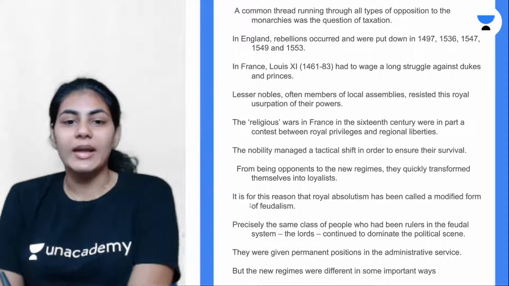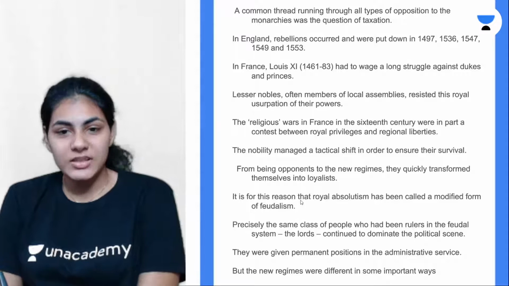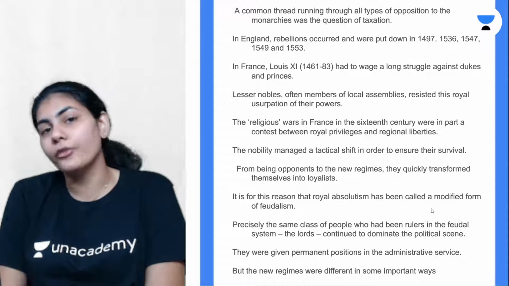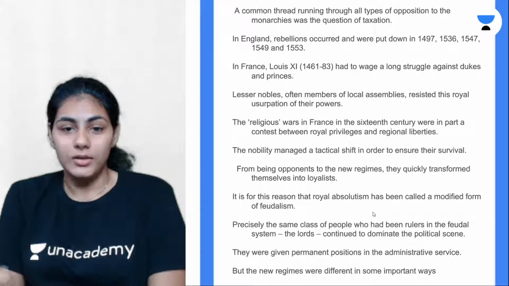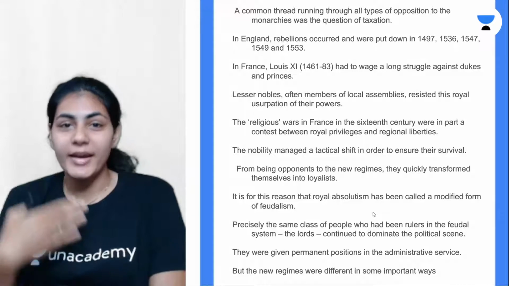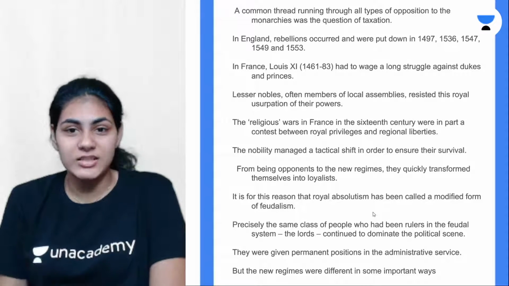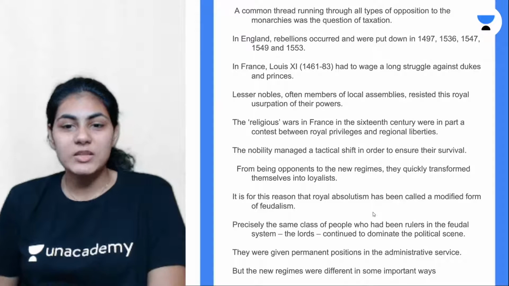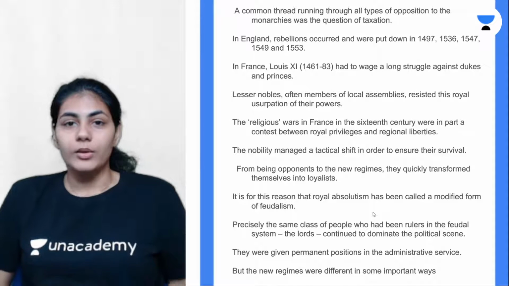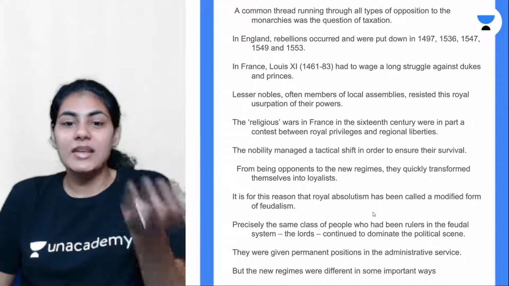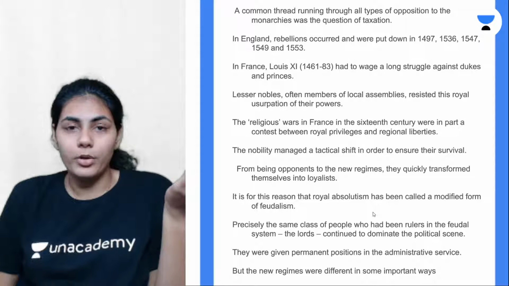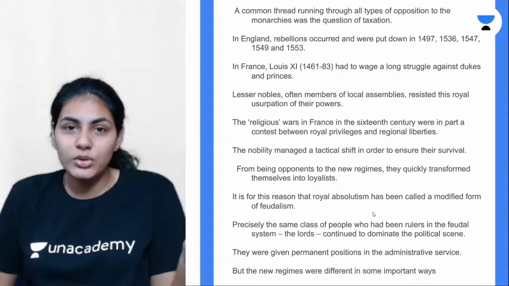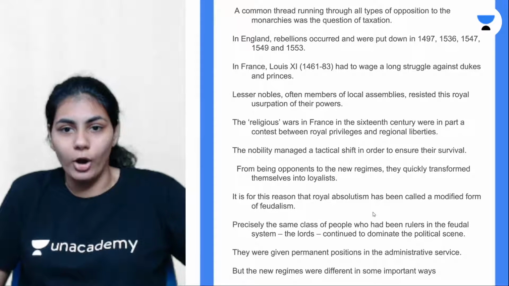Because of this, it is for this reason that royal absolutism has been called a modified form of feudalism. Read this statement twice, thrice, four times and five times also if you don't understand it. But this is absolutely important. What does this basically mean? Till now we're saying that there is royal absolutism offered by the kings, they're very royal in nature, very, very absolutist, like a complete monarchical form.